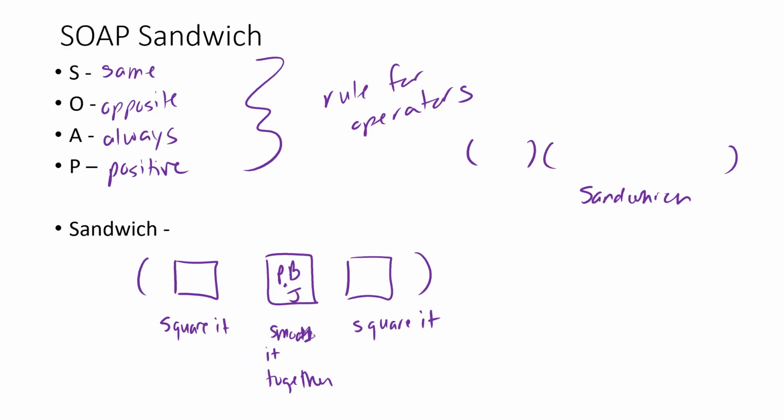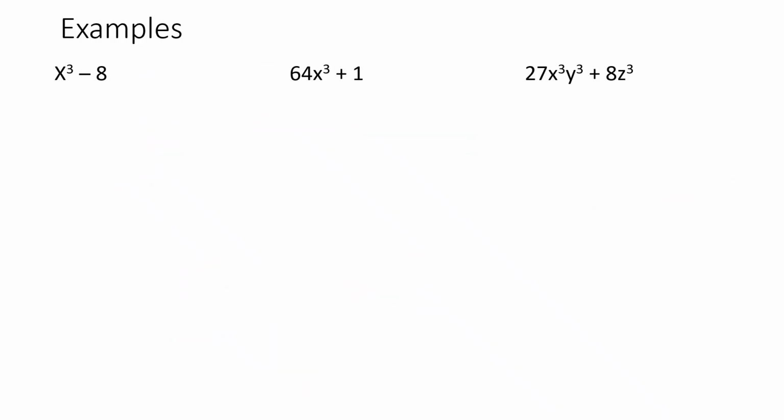So the filling in the sandwich is like a product. We're going to multiply stuff together. Now I'm going to show you how this works. We're going to work through how this little acronym mnemonic device, this little rhymey thing, "square it, smush it together," is going to help you remember what this is. So here we go. We have some examples here.